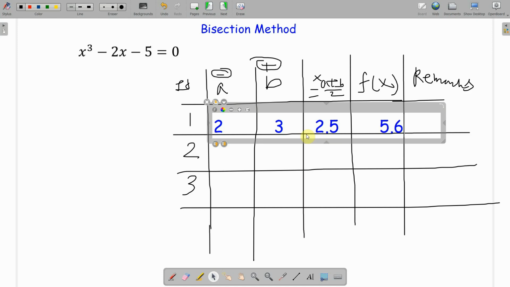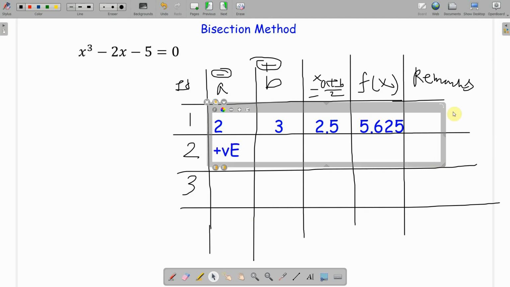Check this. Sir, 5.625. Yes, because I have written it down. 5.625, and the remarks, is it positive or negative? It's positive. Put a bracket here.